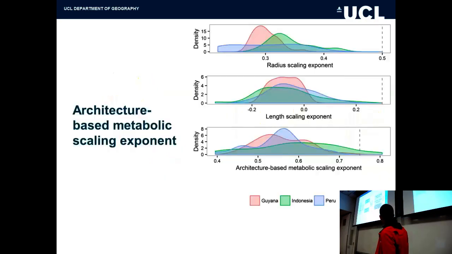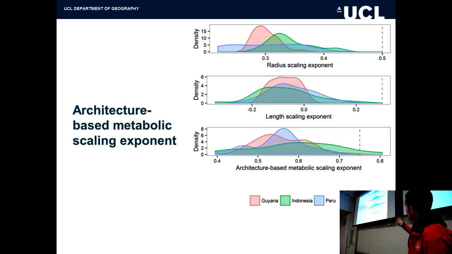And we can compare those theoretical values with what we see. Here's some preliminary work that Alvaro's been doing. Here's a distribution of what the theory says the radius scaling exponent and the length scaling exponent ought to be, and here are the distributions from three different tropical forest plots. Again, this is preliminary work, but this is the first time really that we've tested these metabolic scaling theories using quantitative measurements in this way, other than on just a very small number of trees. And it's throwing up some really interesting questions already.